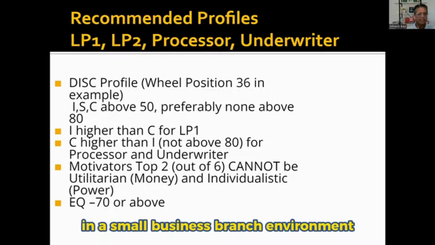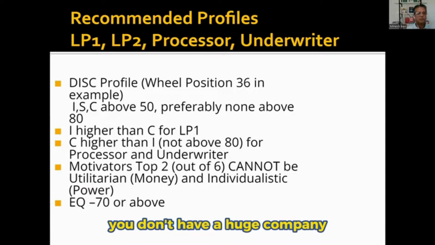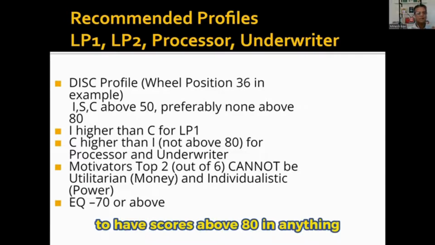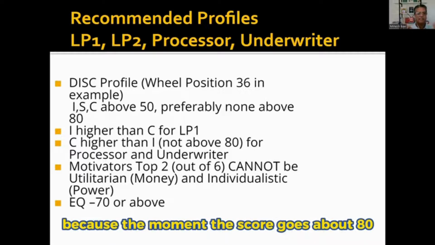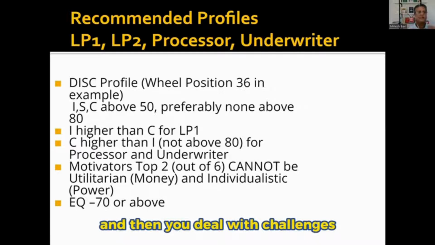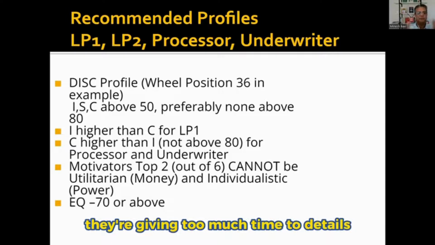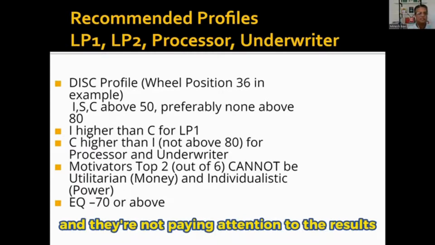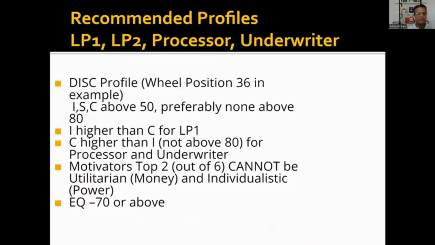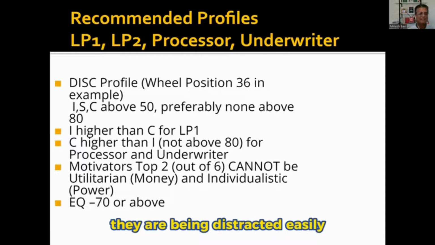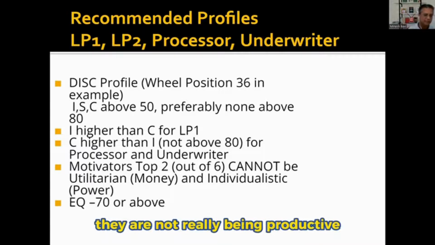In a small business or branch environment, where you have a small staff, you don't have a huge company with lots of departments, then you do not want anybody in the administrative staff to have scores above 80 in anything, because the moment the score goes above 80, they become inflexible. And then you deal with challenges because they're not being fast enough, they're giving too much time to details, and they're not paying attention to the results. Those things will always happen. If the influencing is much above 80, they're talking all the time, they're being distracted easily, they are not really being productive.